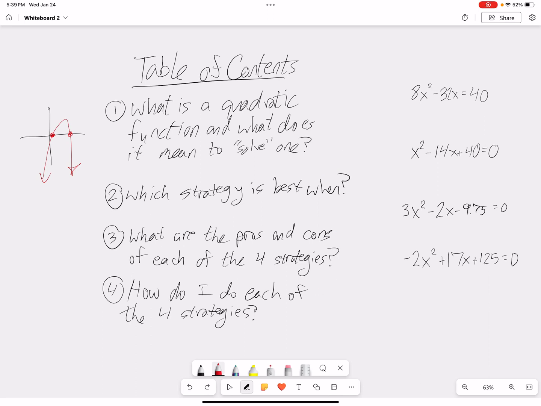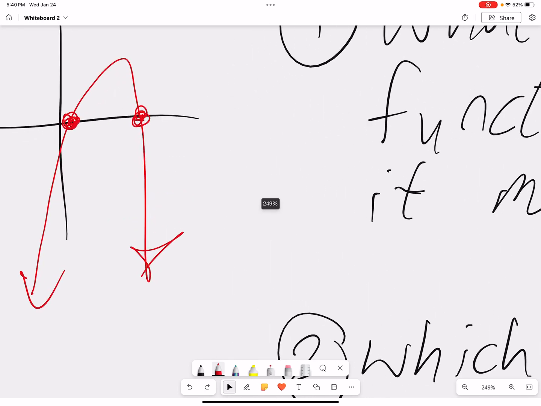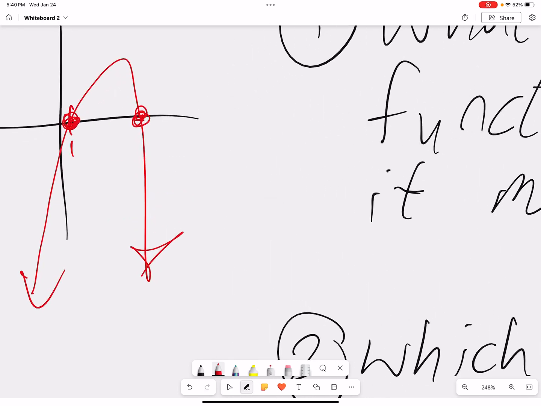So for starters, when we talk about doing a strategy, we're talking about solving for the x's that make the function equal to 0. So we're solving for the zeros of a function. In a graph, those are pretty easy to see because it's where the graph hits the x-axis. So in this situation, maybe our zeros would be like x equals 1 and x equals 5 or something. And you would write out those solutions as x equals 1 and x equals 5.